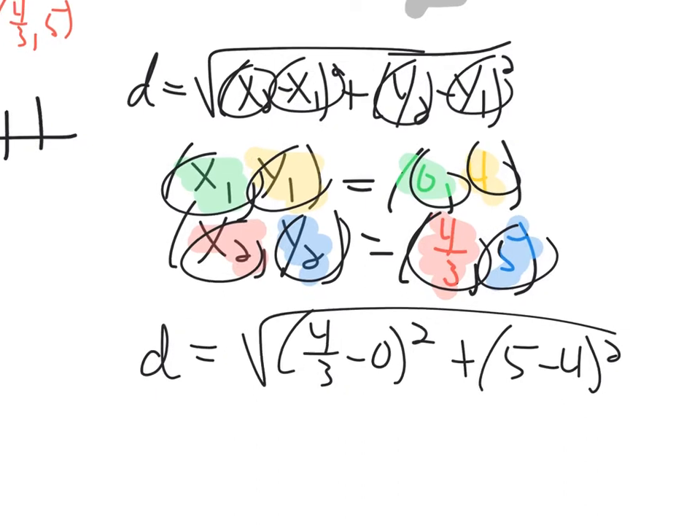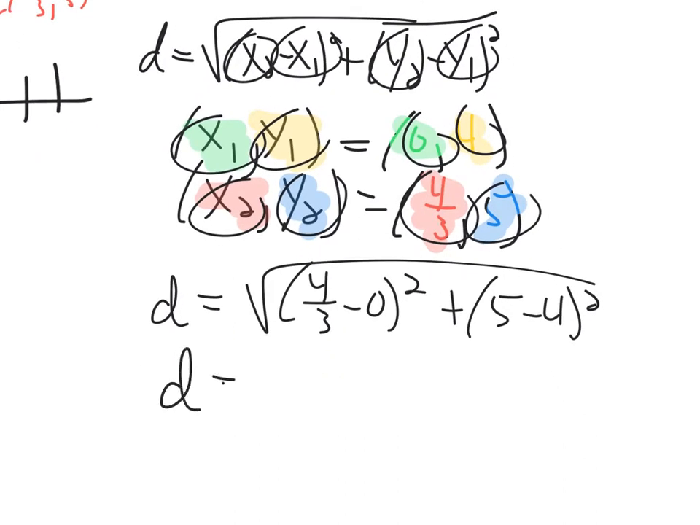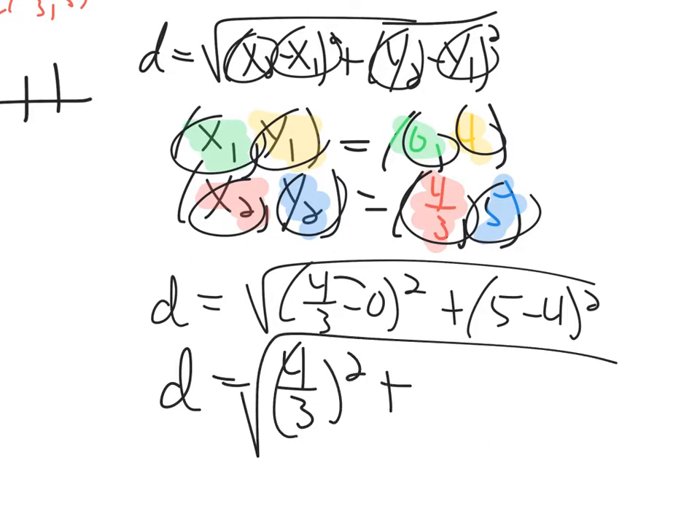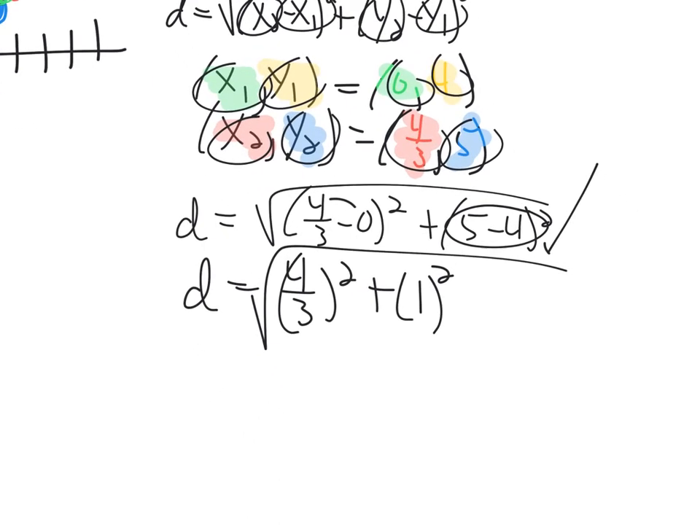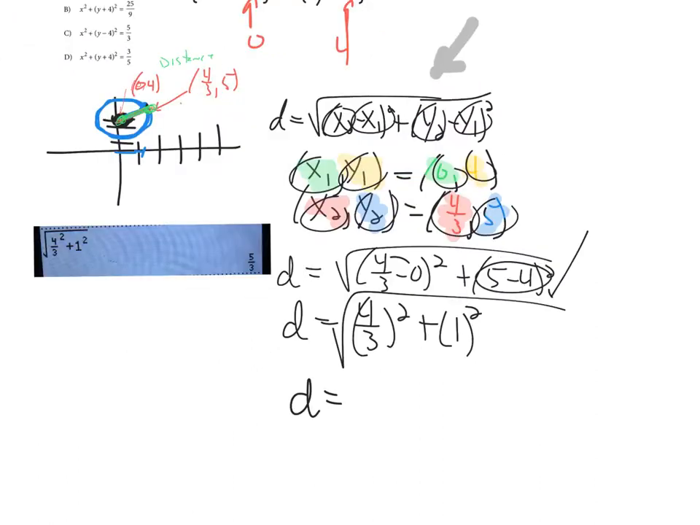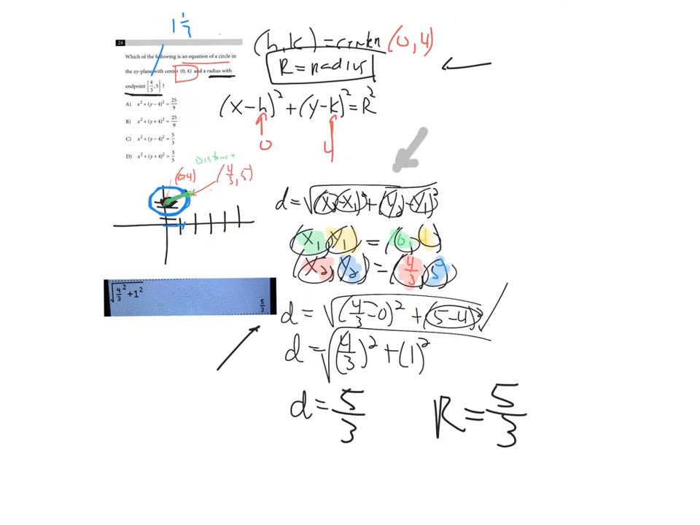So here the length of the radius is going to be the square root of 4/3 minus 0 squared, plus 5 minus 4, which is 1, squared. If I do this on my calculator, it looks like the distance is going to be 5/3. So that means our r is going to be 5/3. Now I'm going to plug that in for the radius.